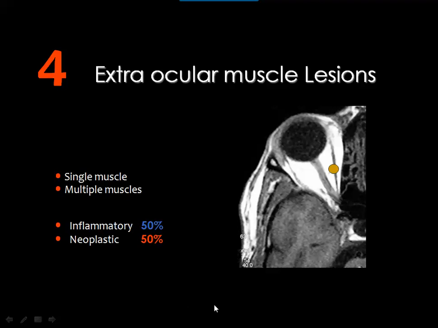the differential diagnosis. Now we came to the fourth anatomic compartment, which is the extraocular muscles. Extraocular muscles are handled in the same way, almost like the lacrimal gland. If you see a single muscle affection, think of inflammation or neoplasm. But if you see multiple muscle affection, most likely you are dealing with Graves' disease.